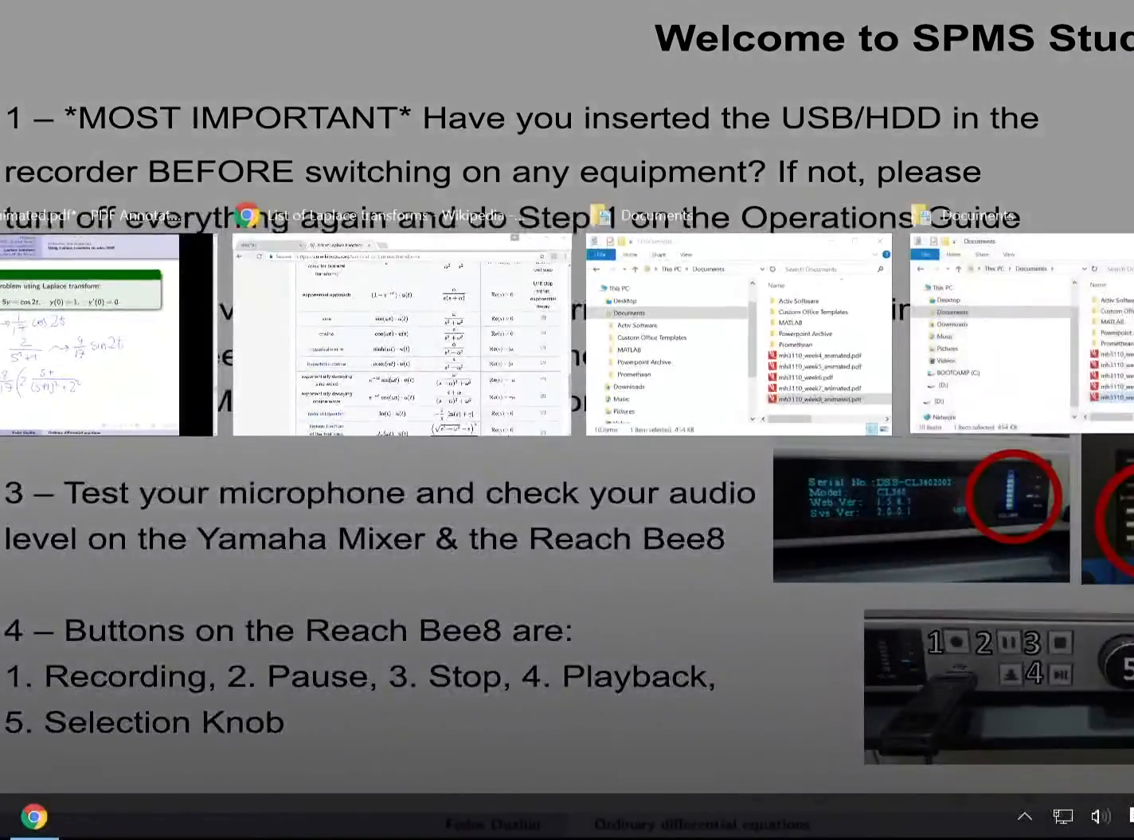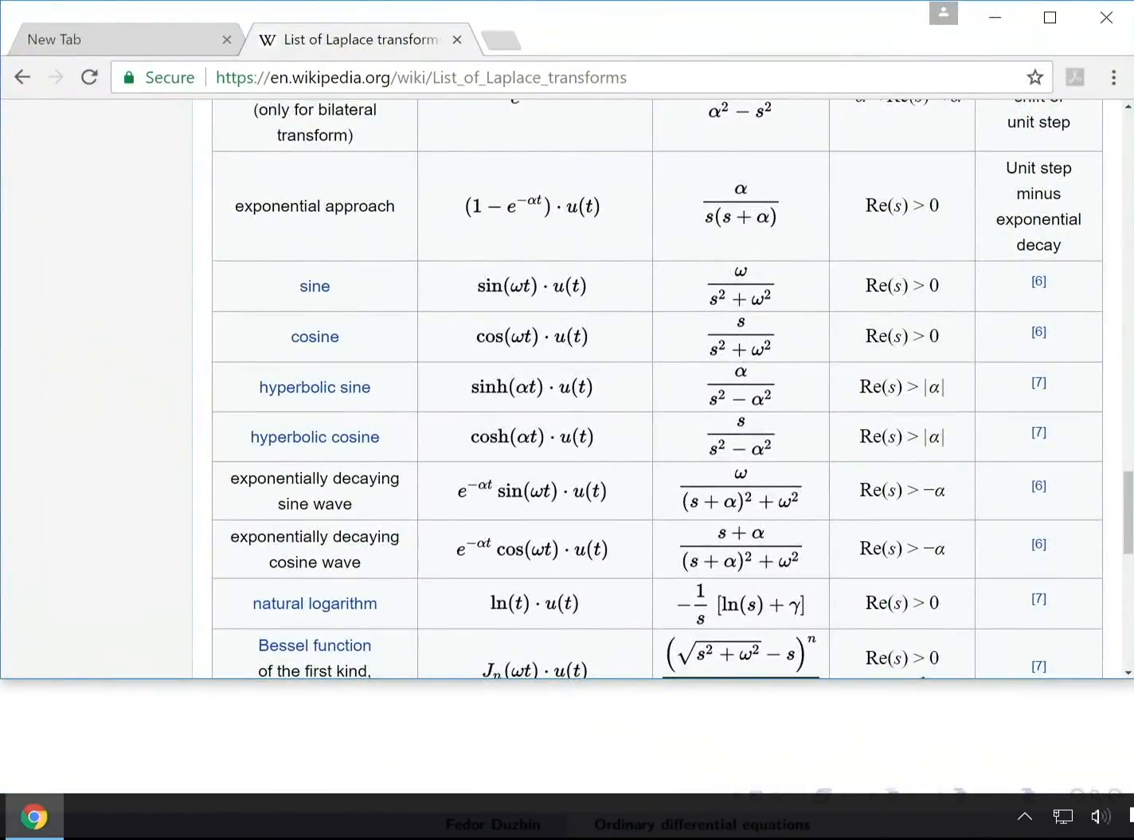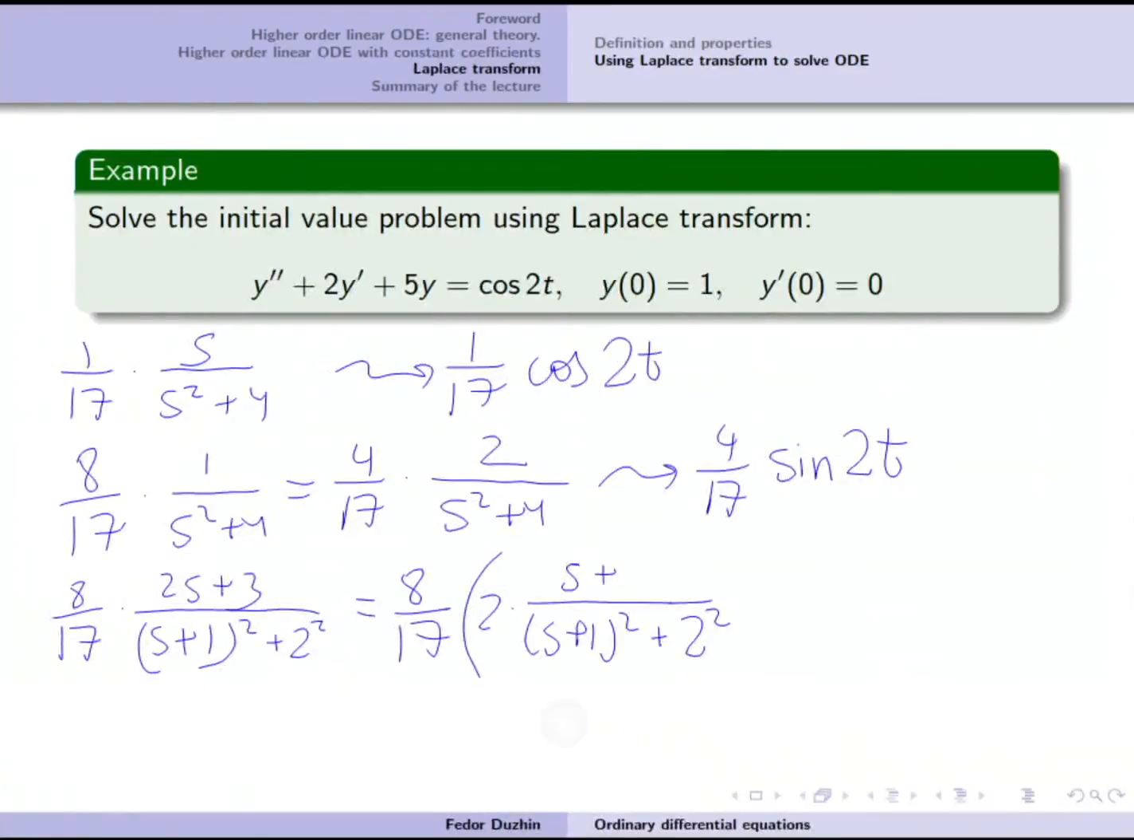Alright, so let me look back at the table of Laplace transforms at the exponentially decaying cosine wave. So we must have s plus alpha, and alpha is the same as in the denominator, which is 1. So I must have s plus 1 here. But if I have s plus 1 here times 2, I have 2s plus 2, and originally I had 2s plus 3. So I need to account for one more. So it has to be 1 over s plus 1 squared plus 2 squared. Yes, sorry, let me rewrite it a little bit. Yeah, I'll write it here. S plus 1 squared plus 2 squared.